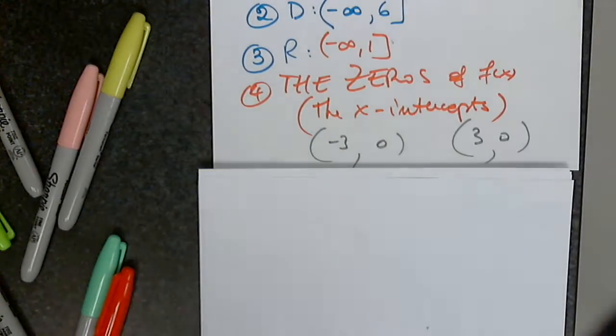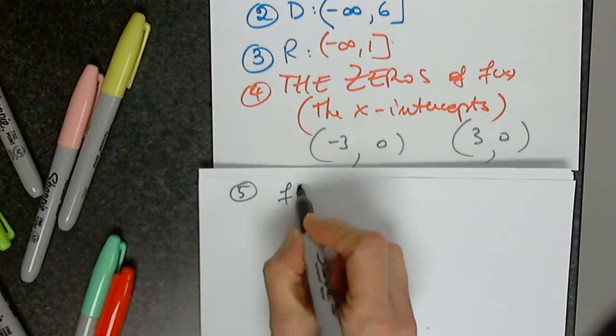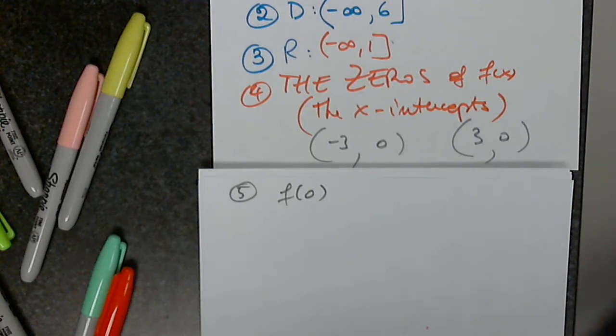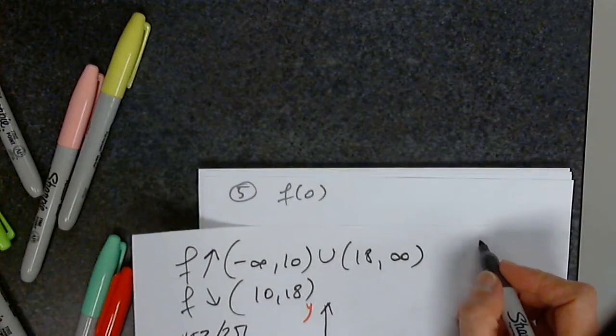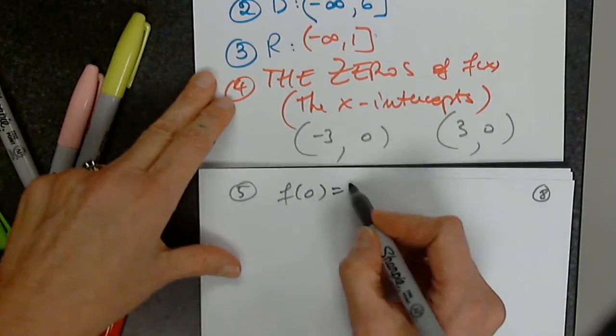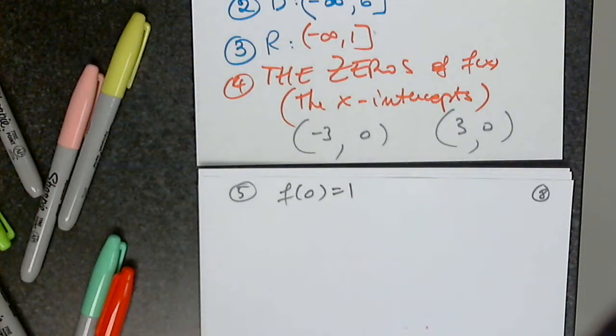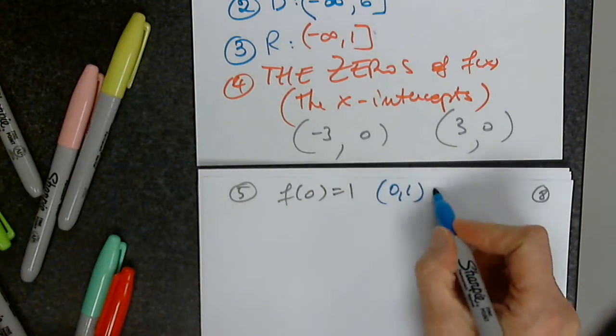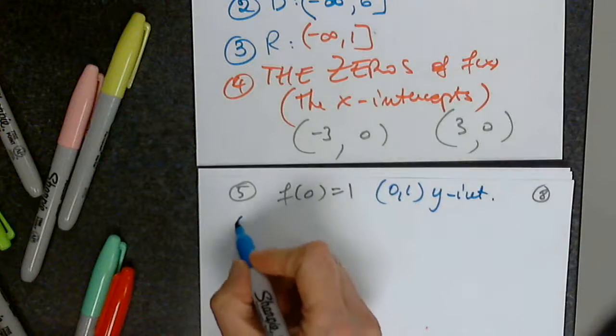Next question. F of 0. What does that mean? When I'm asked to find f of 0, what am I really looking for? Yes, but what am I really looking for? How is it called? Yes, fine. But what is it called? Very good, the y-intercept. I'm looking for 0, 1, which is indeed the y-intercept.